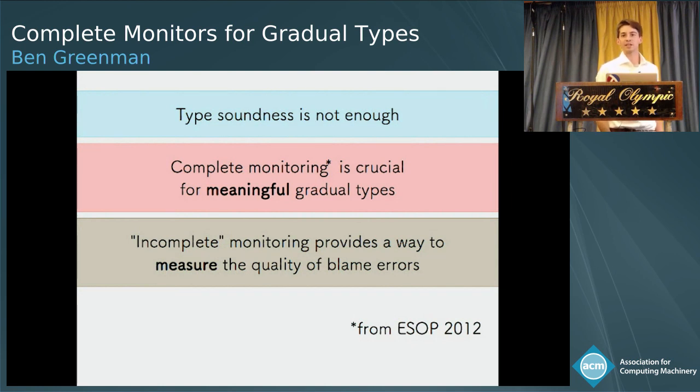The second is that complete monitoring is strong enough. Complete monitoring comes from the world of higher order contracts. When adapted to gradual typing, what you get is if a language satisfies complete monitoring, then you can use types to predict the behavior of your program.